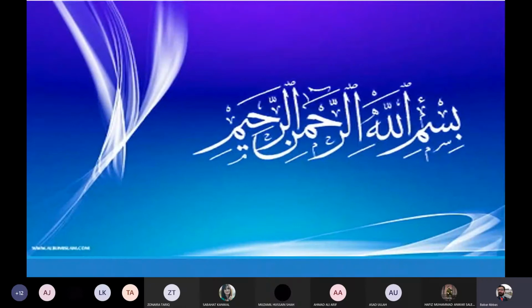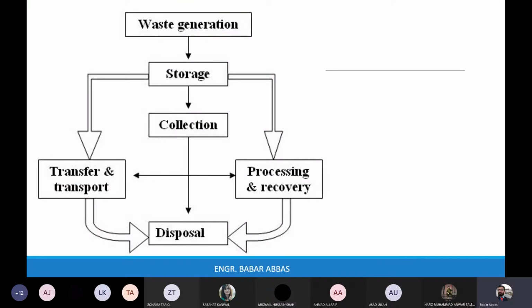The topic for today's lecture is the processing and recovery of solid waste, and it is almost the second last topic of our functional elements. The final functional element, which is the disposal of solid waste, is left, and all others have been completed.